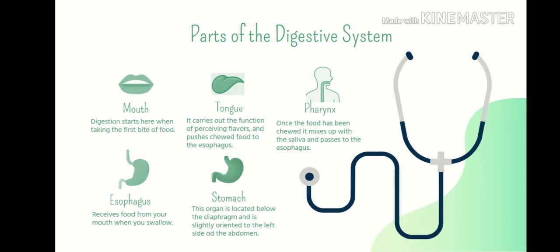Passing through the lower esophageal sphincter, the cud arrives at the stomach, the largest and most important organ of the digestive system. This organ is located below the diaphragm and is slightly oriented towards the left side of the abdomen. The stomach is the container, and it holds food while it's being mixed with enzymes that continue the process of breaking down food into small form.